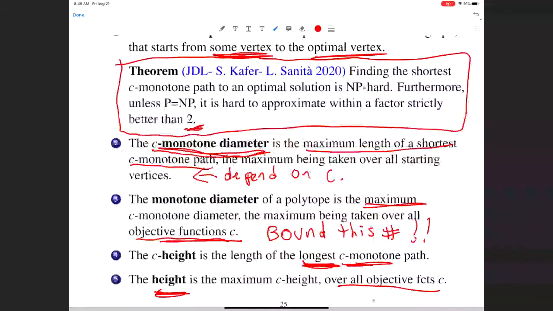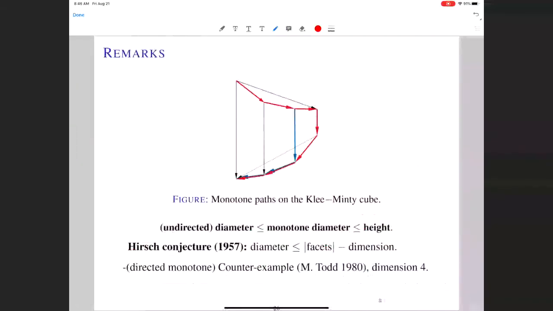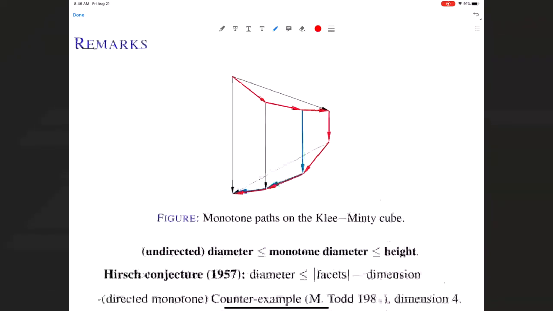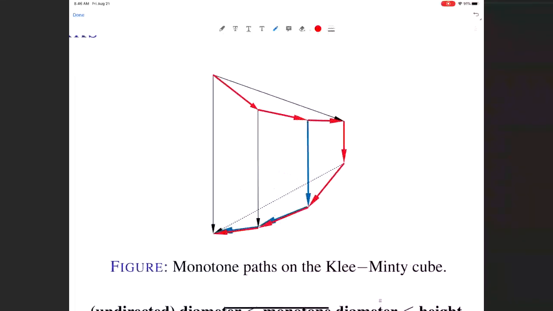So let me give you an example so you understand. Here's a very nice example. This is a cube. It's a three-dimensional cube, but it's not a regular cube, right? A regular cube is very symmetric, very nice.